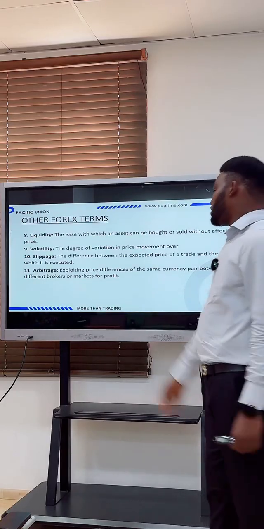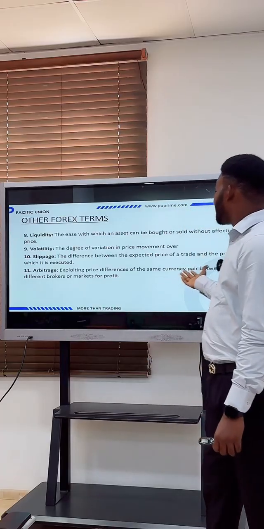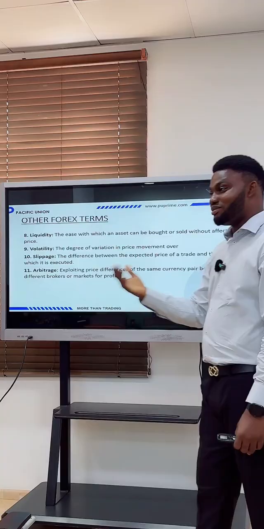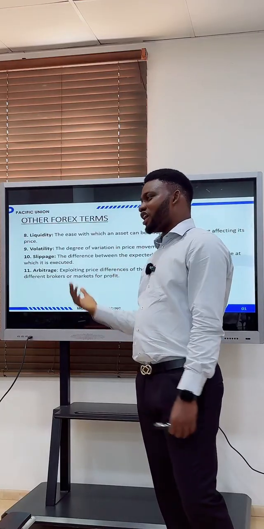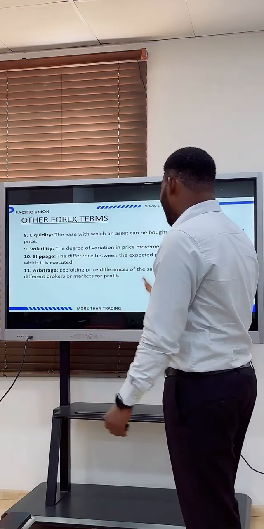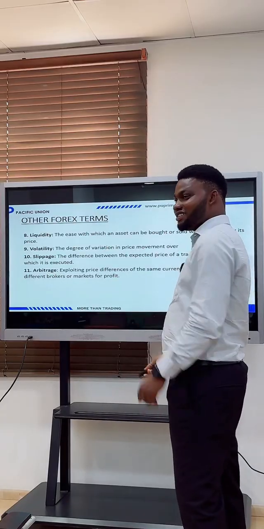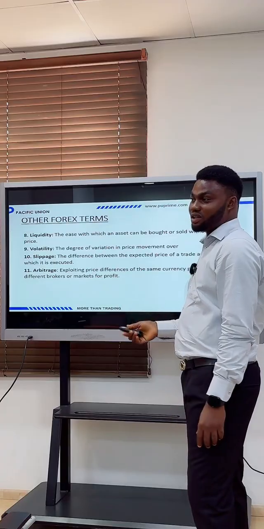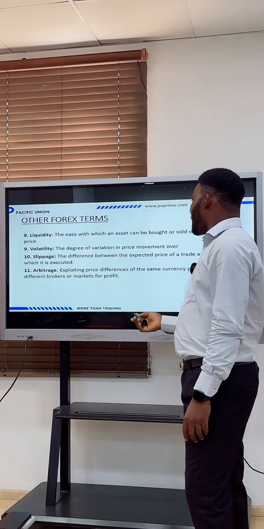And arbitrage, you don't really need all this one. It's when you are trading currency between different brokers to make profit. Now, this one, unless you are AI, you cannot really do this one. Unless you are AI, because you have to be very fast, it has to be automated and so on like that.